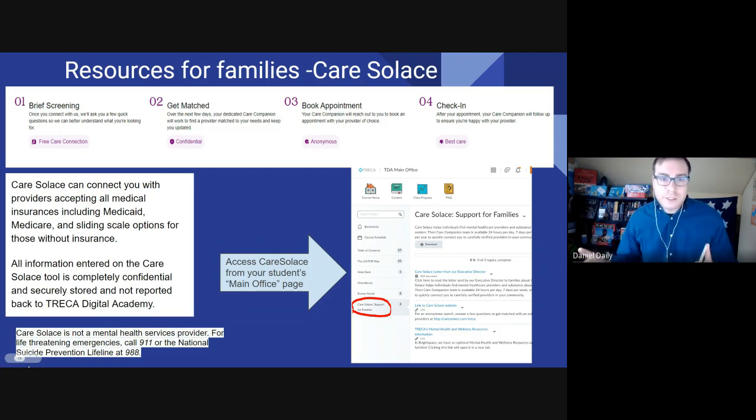If I use this service for one of my children or myself, Trecca would not be notified. If you use this for your family, Trecca is not notified. It's just between you and Care Solace and the provider they help you connect with. They book your appointment and then help you get checked into your appointment, as well as follow up and make sure it's a good match. Mental health services are very personal, and you want to make sure that you or your student is connected with someone they are comfortable with and who is going to be able to support them.